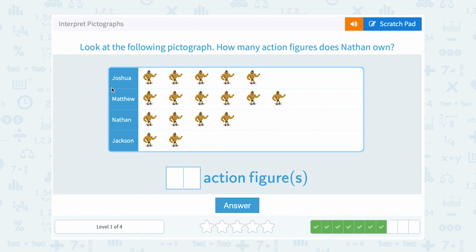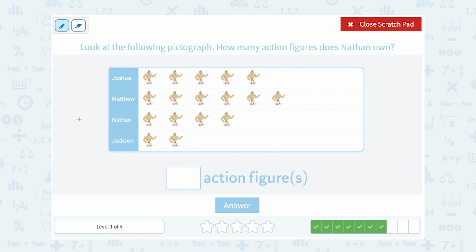Look at the following pictograph. How many action figures does Nathan own? Okay, well, Nathan is here in our table. I see 1, 2, 3, 4 action figures.